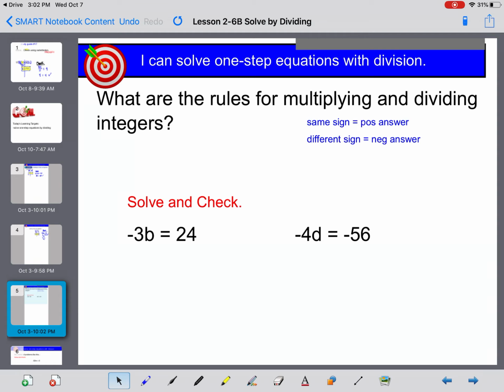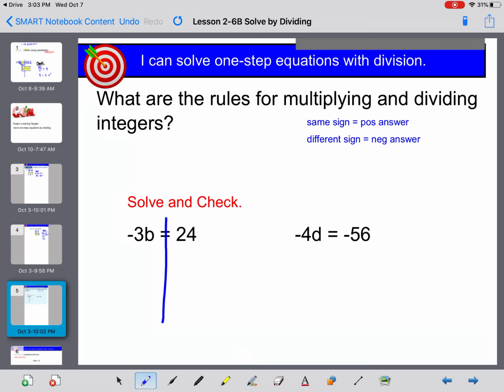We also did lesson 1-9 in chapter 1. If you need to go back and watch that lesson video again, go ahead and do that so that it helps you to understand why we have these rules. All right, let's continue on.